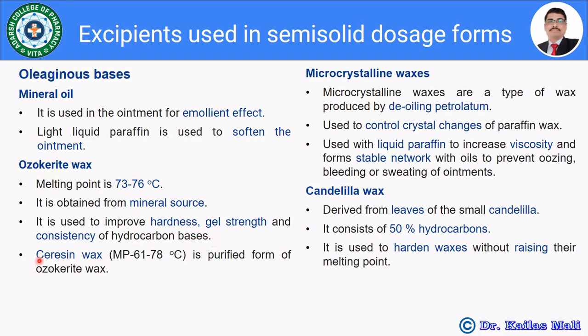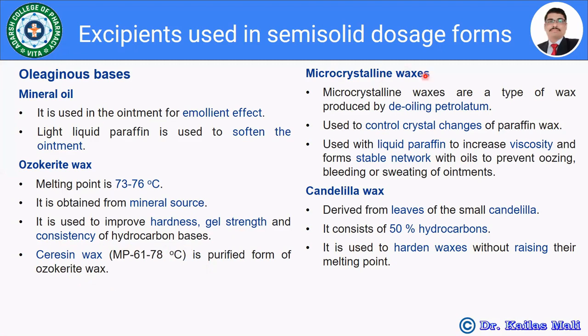So the Ceresin wax has a melting point of 61 to 78 degrees Celsius. It is the purified form of ozokerite wax. So the purified form of the ozokerite wax is known as the Ceresin wax. Ozokerite wax is mainly used to improve the hardness, gel strength, and the consistency of the hydrocarbon bases.